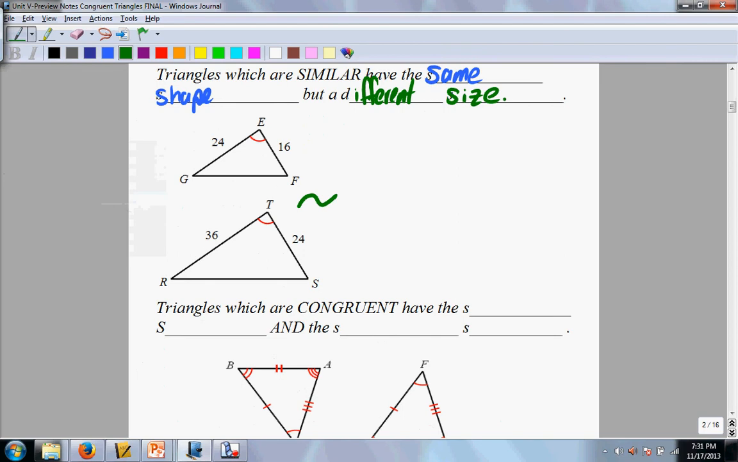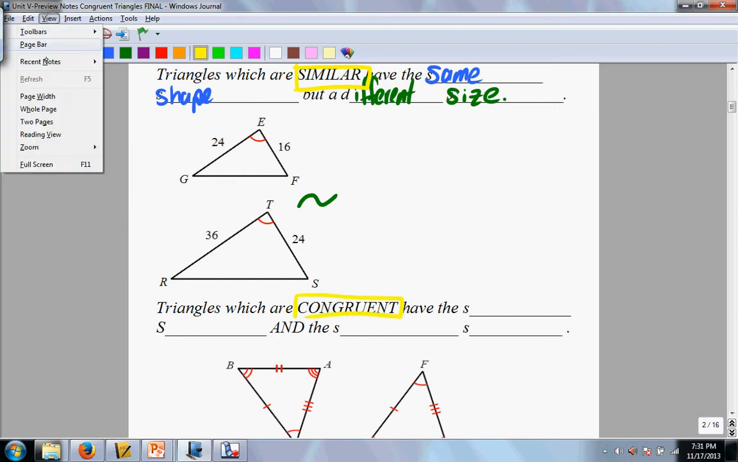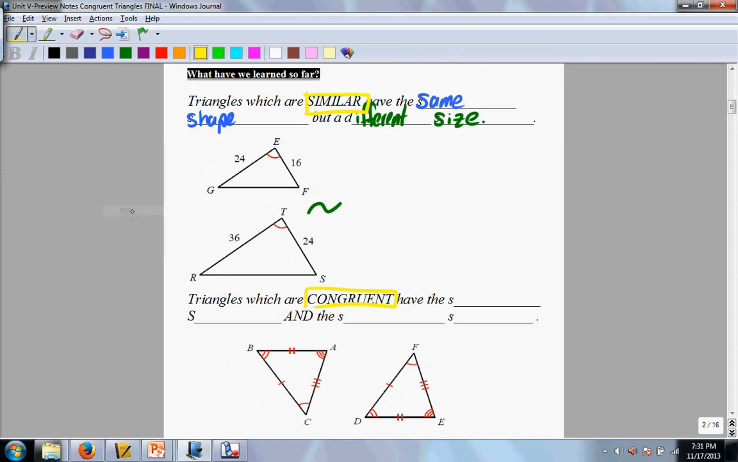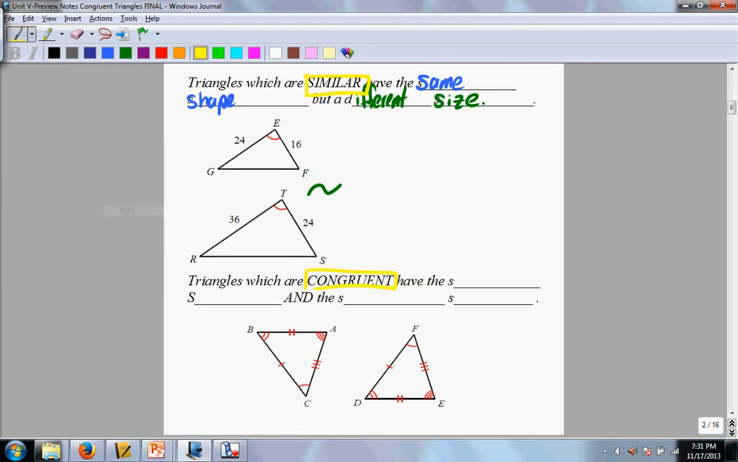But now we're going to talk about triangles which are congruent. There's a difference here. Box the word similar, box the word congruent. We're going to talk about the main difference here. The main difference being congruent triangles are triangles which have the same shape and the same size. Same shape and the same size. They are congruent, which means exactly the same.